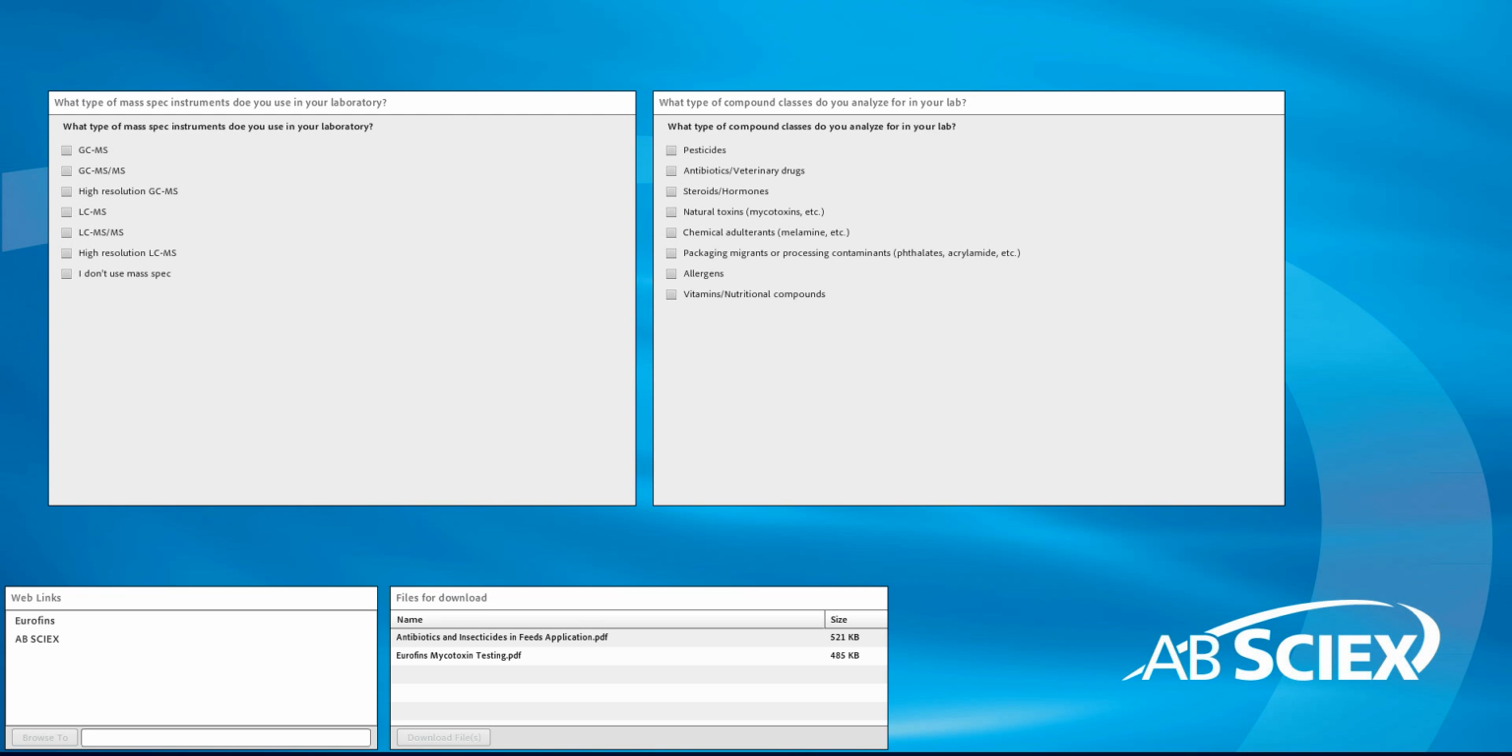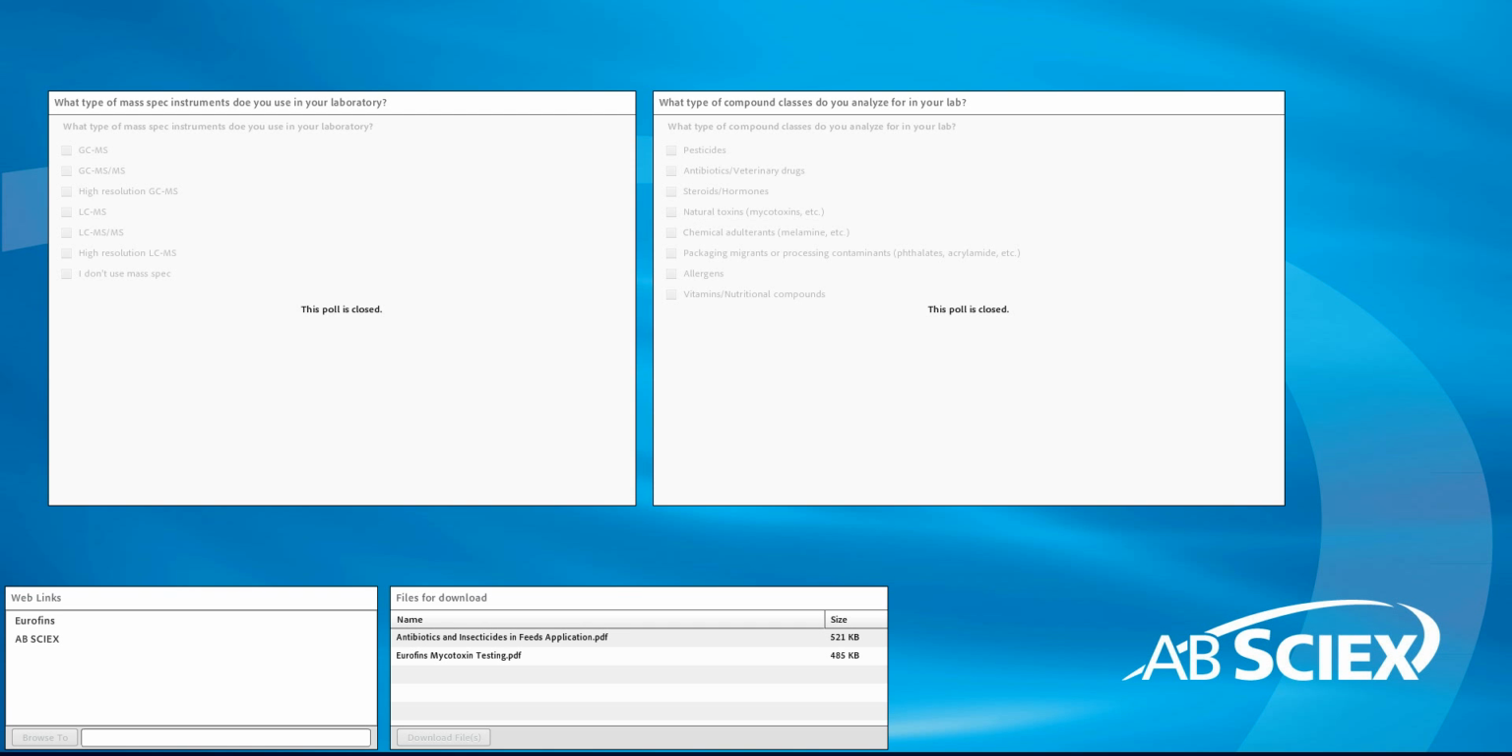So I'll give another second to enter in your answers. Again, what type of mass spec instruments do you use in your lab, or what type of compound classes do you analyze for in your lab? And I'm going to stop the polls now.